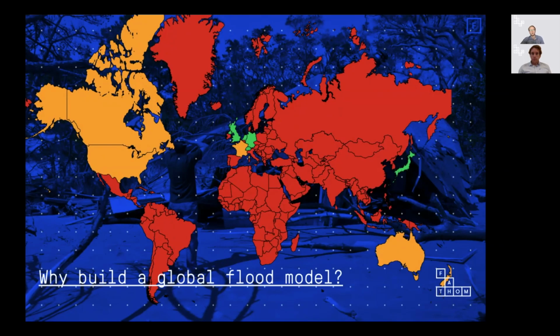So why build a global flood model? The image on the screen shows the availability of public flood data around the world when we started the company about 7 years ago. As you can see, whilst data was available in some Western European countries and Japan, coverage around most of the world was very limited, with partial coverage in North America and Australia, but most countries having no real public data whatsoever.